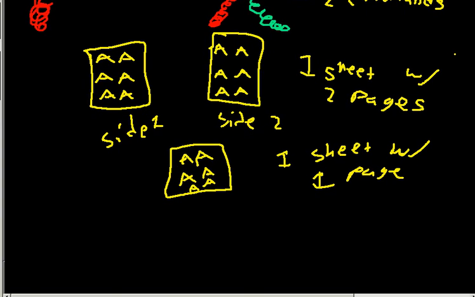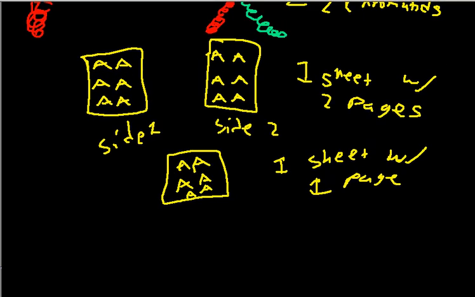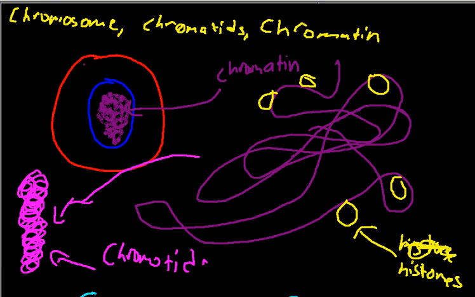Chromosomes, chromatids, and chromatin are very important when you get into things such as meiosis and mitosis, which is the next video. And these get very important when we talk about replication and genetics.